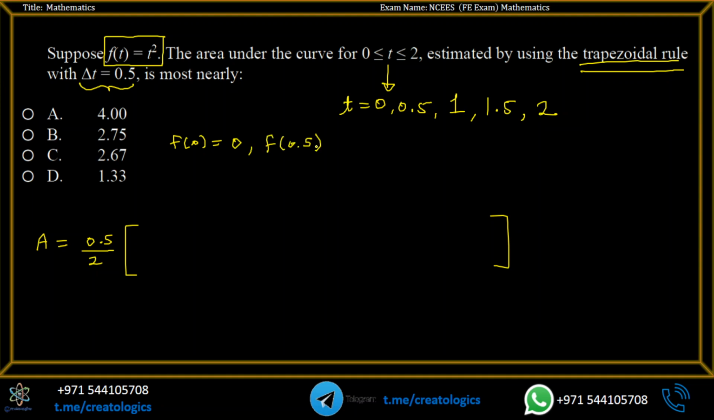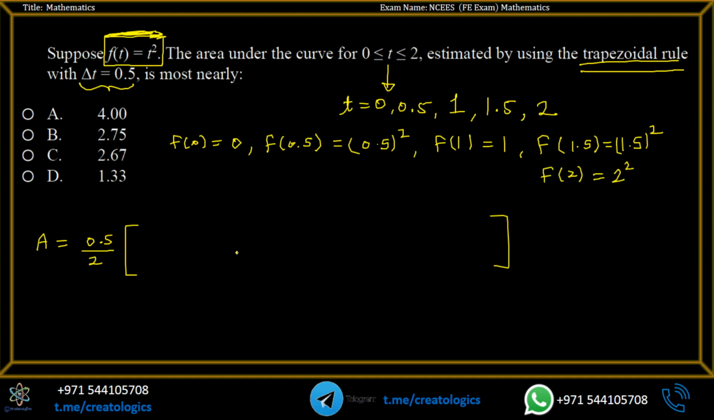Which is 0.5 whole squared. What is f of 1? That is 1 squared, which is 1. Then f of 1.5, which is 1.5 squared, right? I am just using this definition which says f of t is equal to t squared. So I am taking t, substituting it, and I am getting the value of my required function. F of 2 is equal to 2 squared, which is 4.